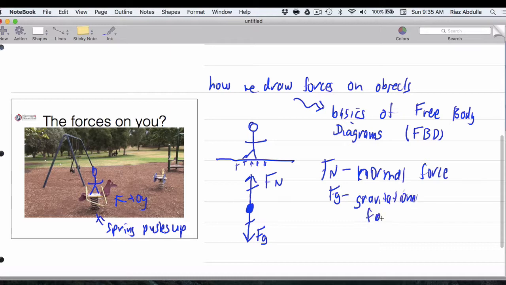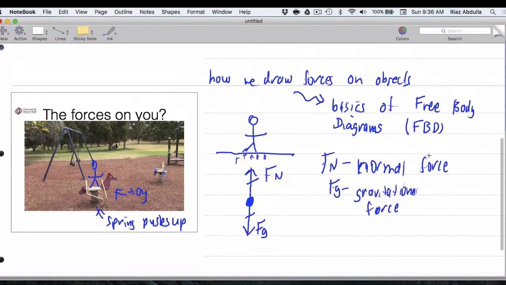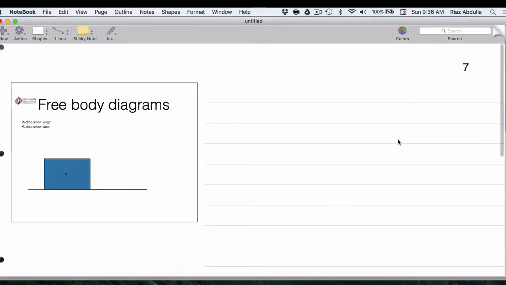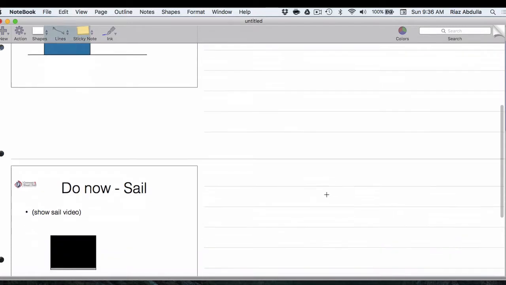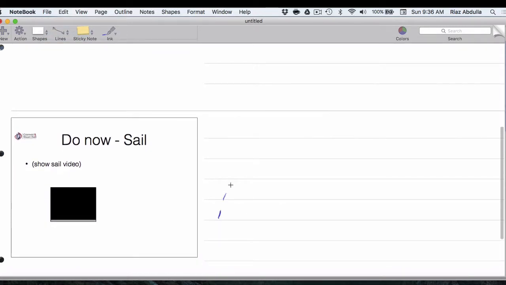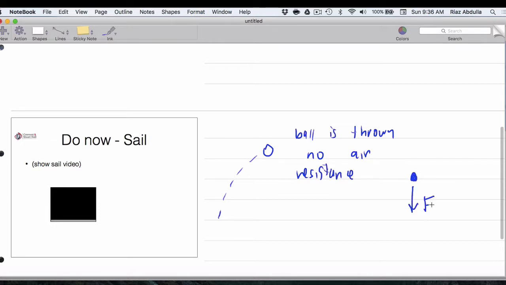And from here, we went into practicing drawing free body diagrams. But I wanted to say a couple things. We drew the free body diagram on the boxes, and we talked about when something moves in the air. So if I throw a ball into the air, so the ball is thrown, and there's no air resistance. The point is, when you draw that free body diagram, you only have the downward force of gravity. That was the big point.